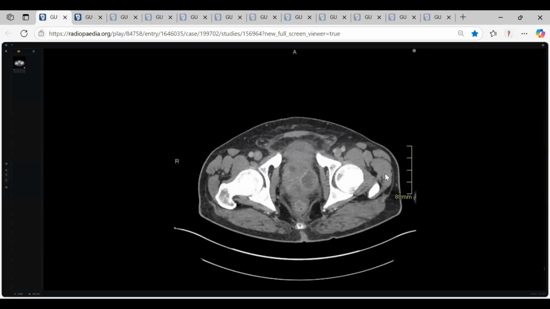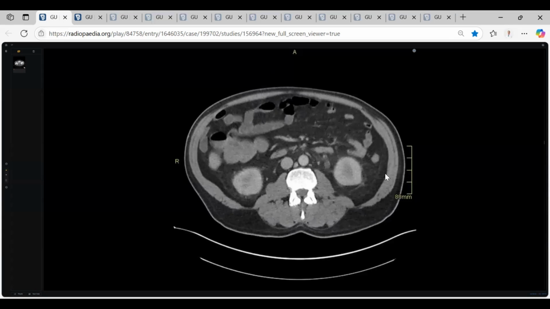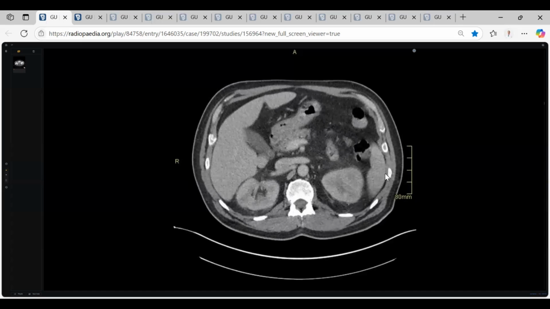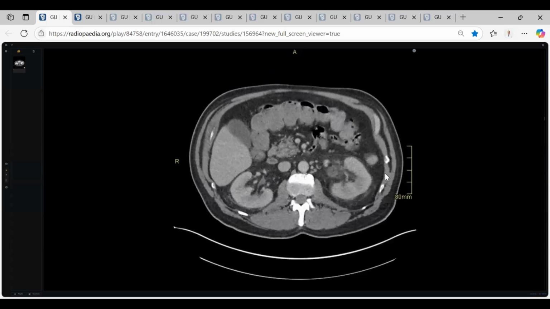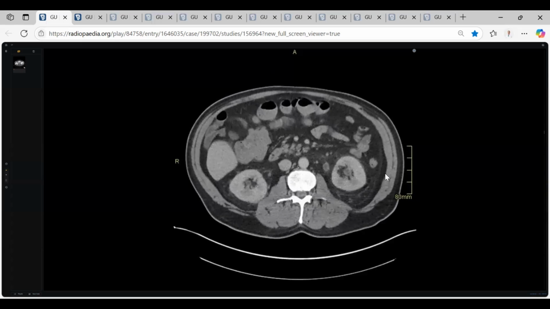Complicated by a rupture into the seminal vesicles. And what about the left kidney? Tell me the most important. There's also pyelonephritis involving the left kidney. Excellent. And what is this? Hydroureteronephrosis and pyelonephritis.